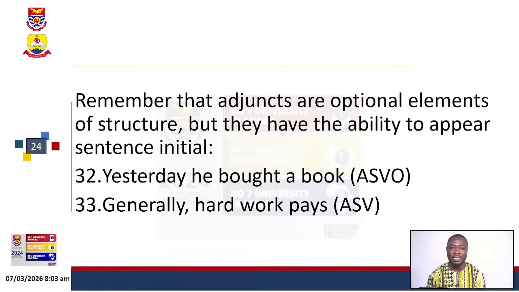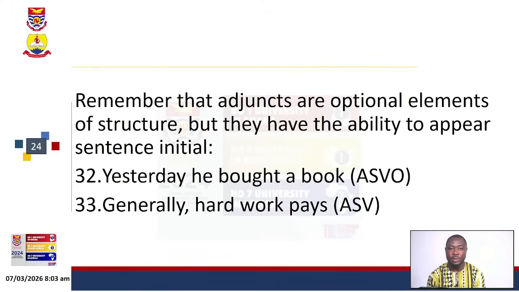You need to remember that adjuncts are optional elements. They are optional in the sense that if you want to tell the time in which an action took place, you add an adjunct. If you want to tell the manner in which something was done, you use an adjunct. Okay? But they have the ability to appear sentence initial, which means they can come before the sentence or can be the first word in the sentence. In all the examples we saw, the adverb was sentence final. They appeared the last part of the sentence.